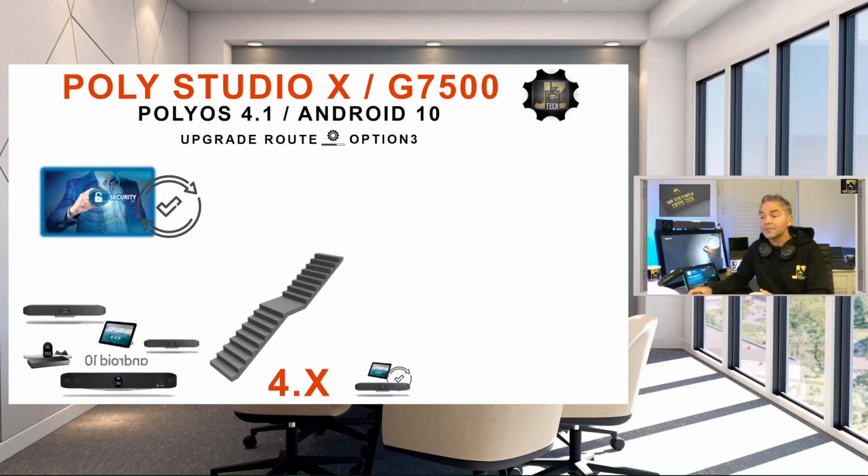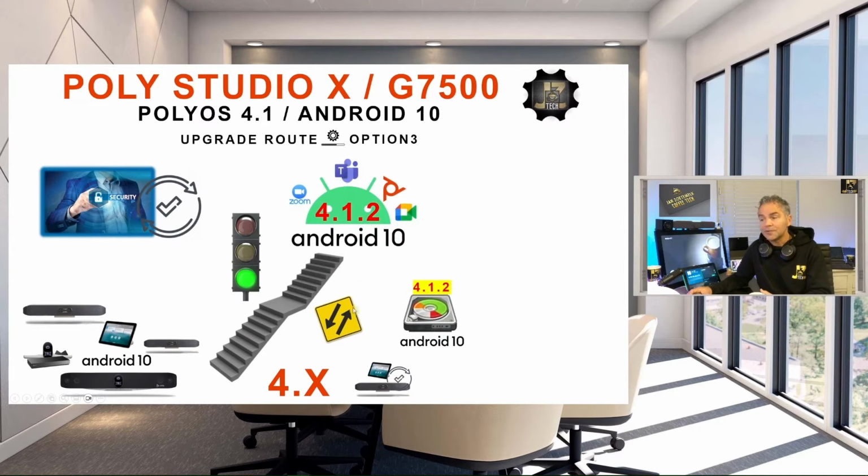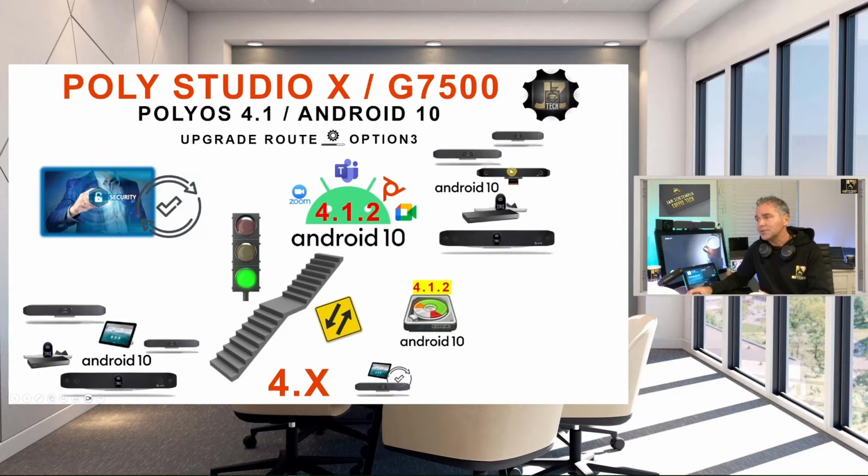Now another upgrade route: if you are already on a 4.x release like 4.0.1, 4.0.2, and you're already on Android 10, you can of course safely upgrade to that 4.1.2 release. You can even go two directions, so you can upgrade, but if you need to downgrade because there is some incompatibility, you can always go back in versions if needed. So you have a green light. Studio X again is on Android 10, and the TC8 and TC10, just be aware of that, are based on Android 11.